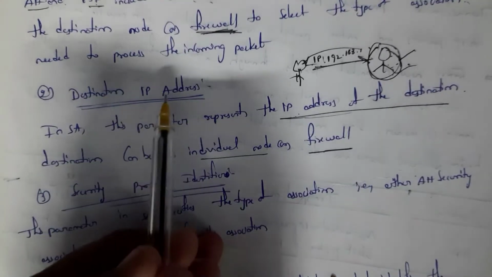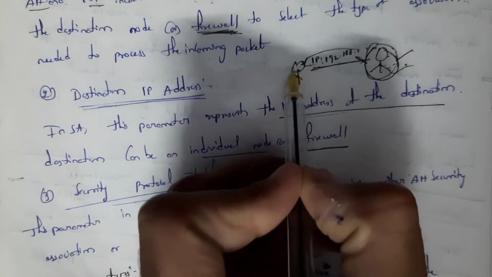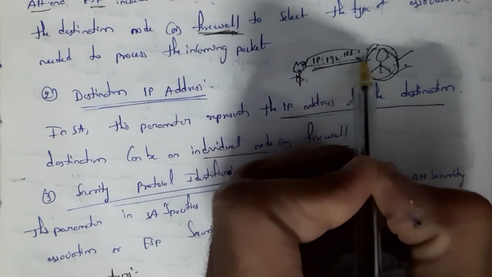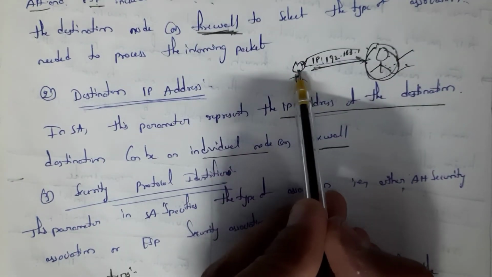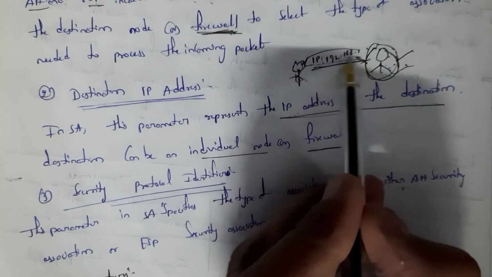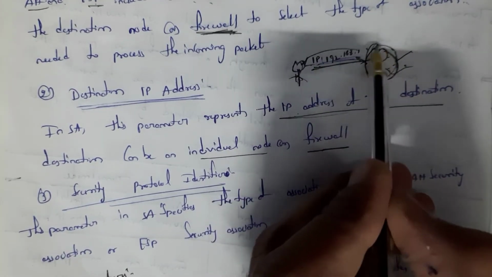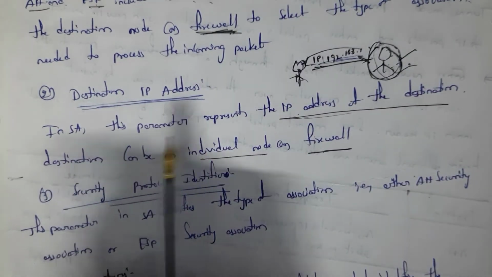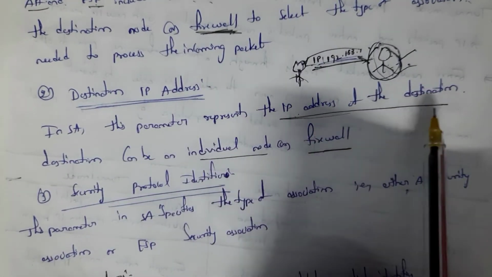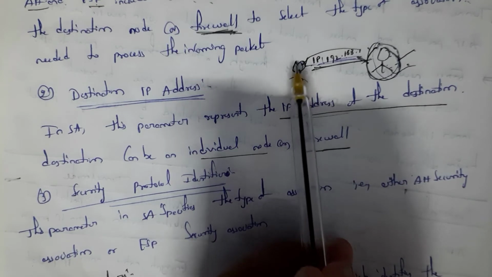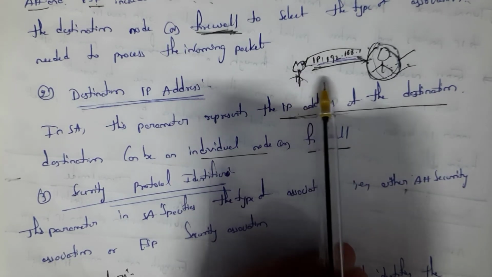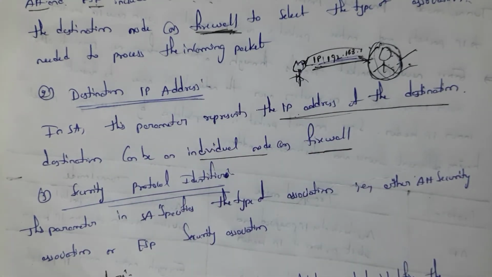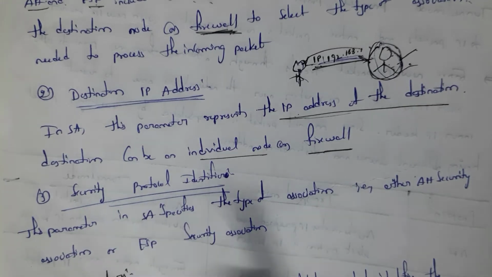Next one is the destination IP address. See, for example, this person is sending a message to another person. So this person should write the destination IP address, that is this person's IP address, and then send the message. This parameter represents the IP address of the destination.